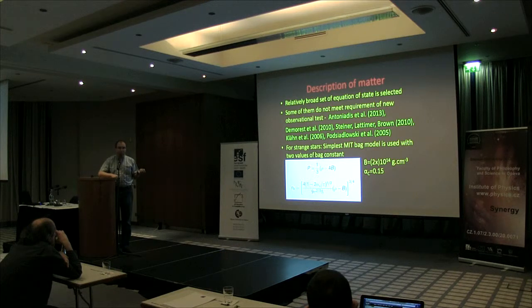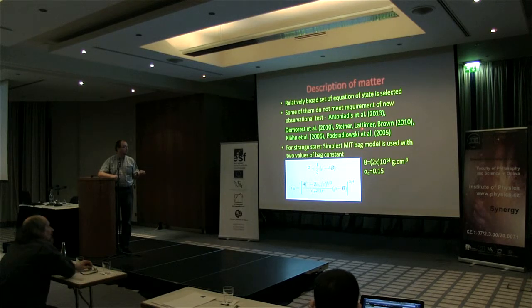And it is important to mention that not all of these equations of state meet requirements of observational tests, which are the highest observed masses, which are more than two solar masses, or the Steiner-Lattimer and Brown tests, which put some constraints on mass-radius relations of the neutron stars, or there has been this work by Klein et al., who have had a set of various observational tests, and also Podsiadlowski et al., who have made tests for the mass-baryon mass relation for neutron stars based on the observations of the double pulsar.